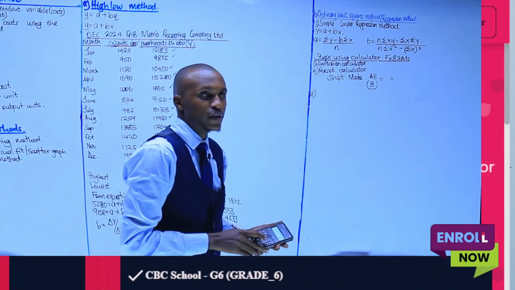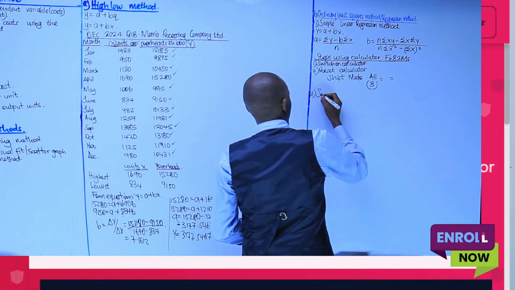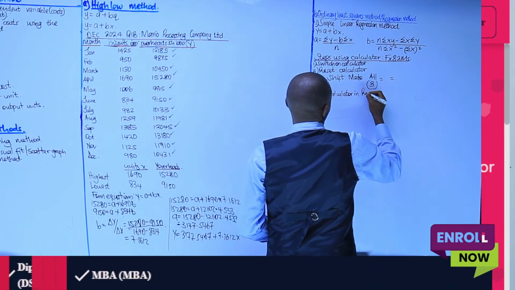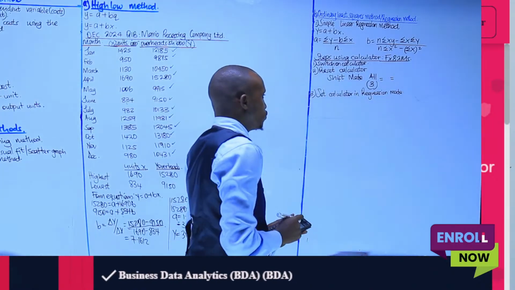So what are the key controls in purchases? The third step is to set your calculator in regression mode. The first control is segregation of duties. How do you do that?